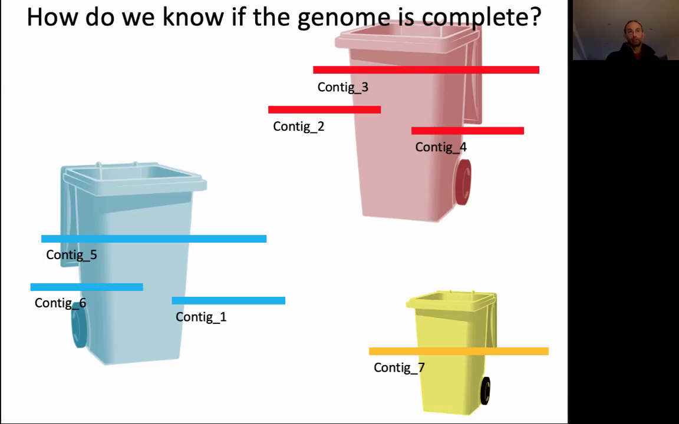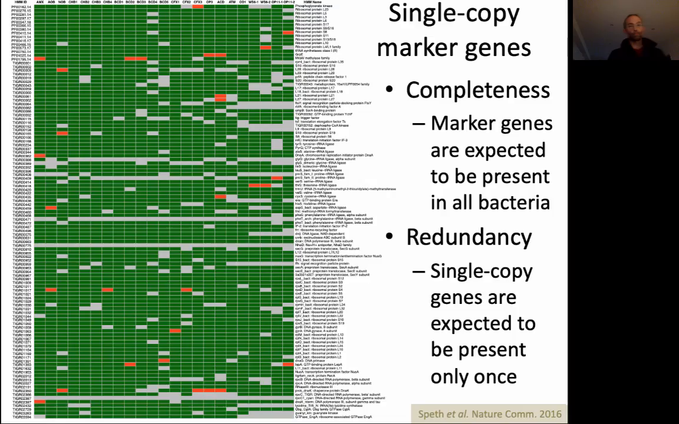This is basically the story of binning. So there are several tools also available to do this. And once again, if we have multiple tools or multiple parameter settings, we will want to know which is the best one. So how do we assess which binning approach yielded the best or most complete bacterial genomes from a metagenomic assembly? And for this we use single copy marker genes.